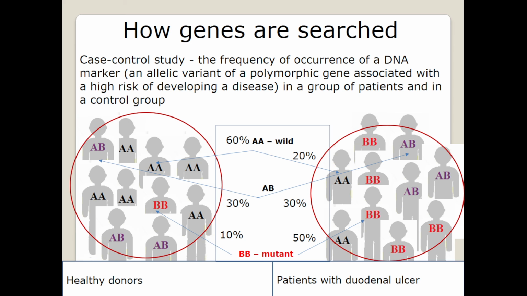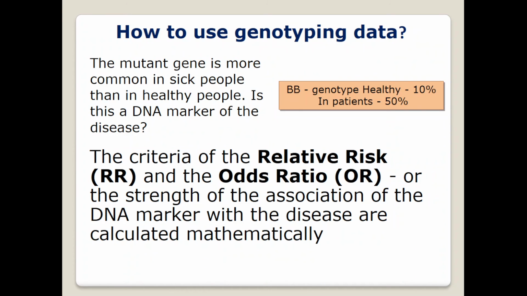And what do we need to do? We need to determine statistical evidence. And really it is work, and this is analysis we label with criteria: the relative risk RR and the odds ratio OR, or the strength of the association of the DNA markers with the disease, are calculated mathematically.